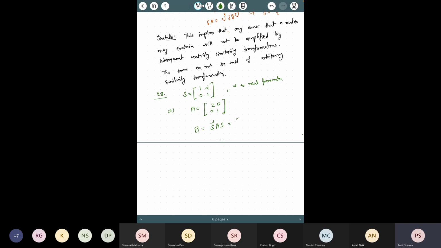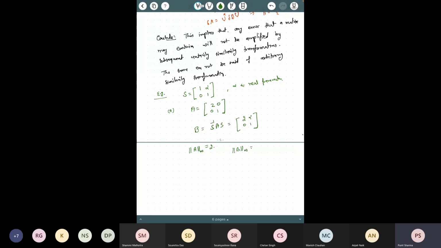So what you will get is this matrix, 2, alpha, 0, 1. This would be your B. Now you can clearly see that if you look at, let's say for example, the infinity norm of A, what is the infinity norm of A? It is just 2, right? But what is the infinity norm of B?